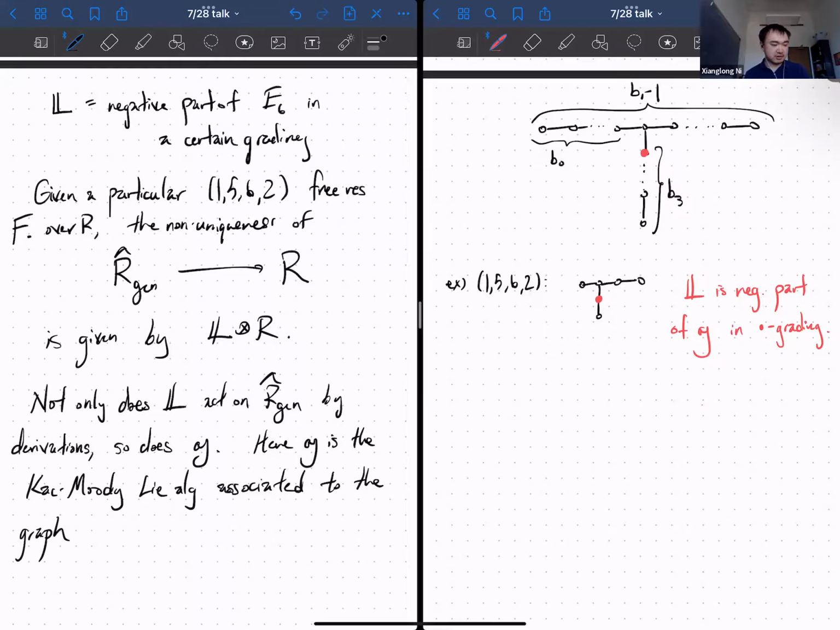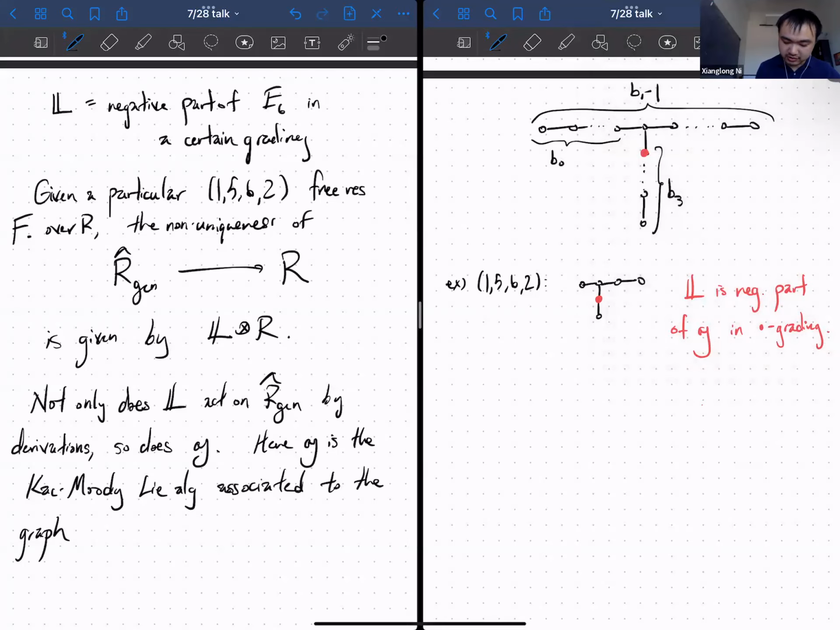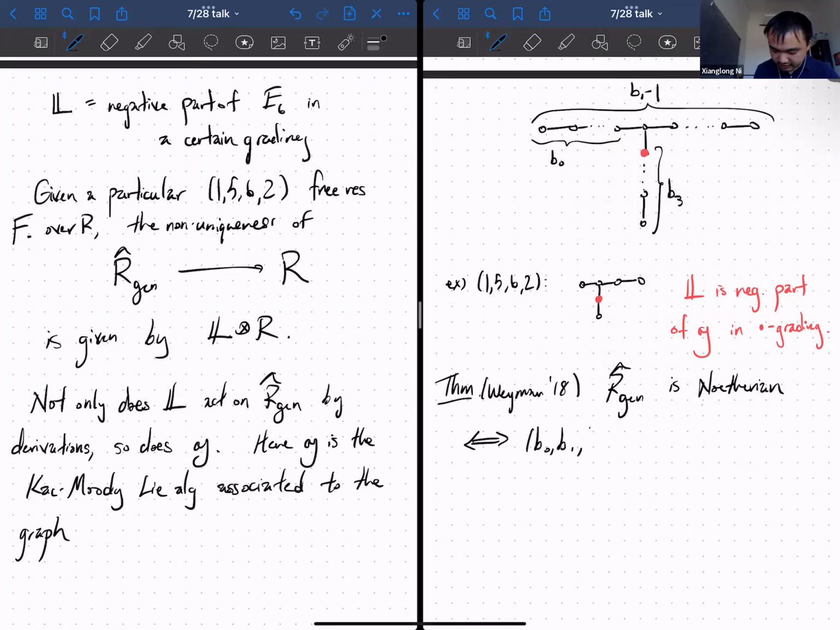Now, Kac-Moody algebras are quite mysterious in general, but the point is that in the event that this is a Dynkin diagram, then the Kac-Moody algebra G is just the familiar simple complex Lie algebra G. And those will play a particularly special role in this whole story. So the theorem: this constructed ring R generic is Noetherian if and only if the format corresponds to a Dynkin diagram.